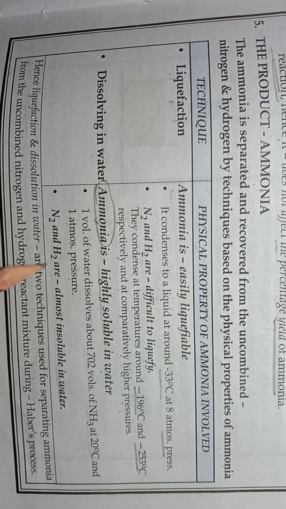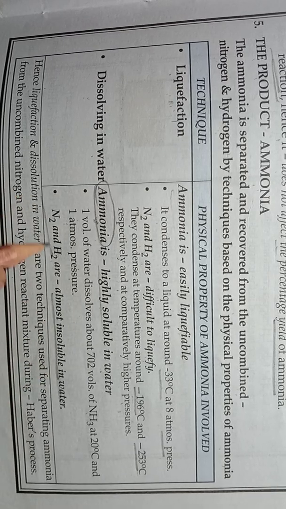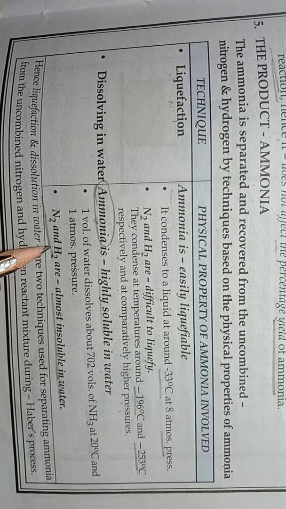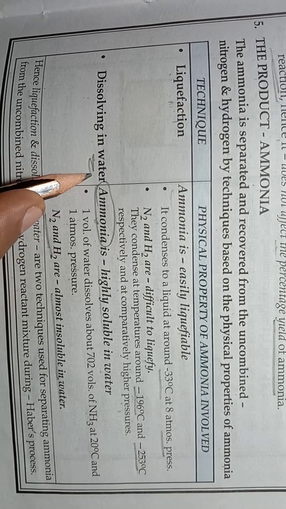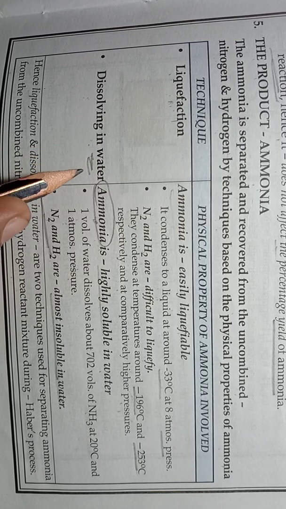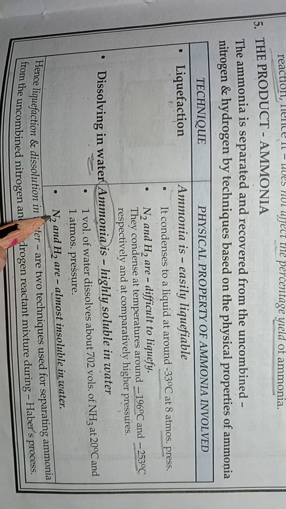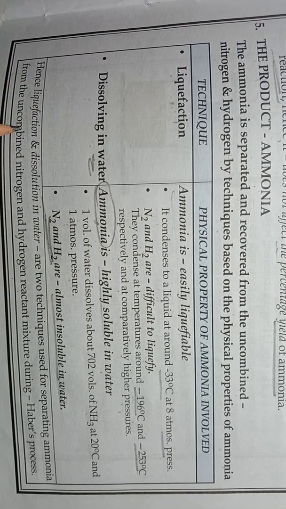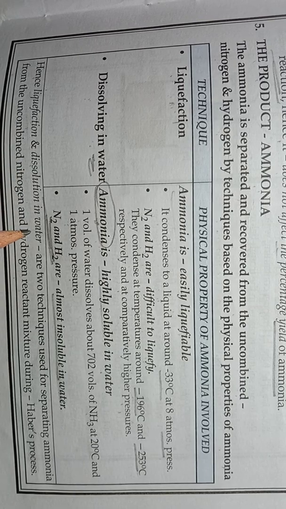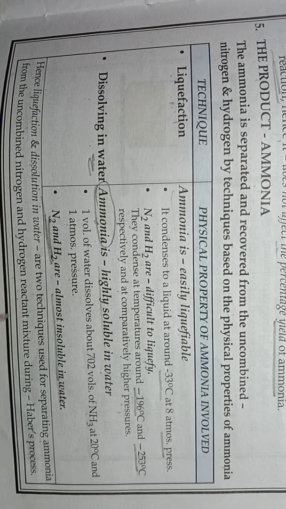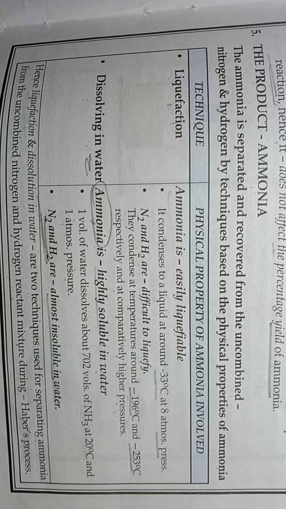N2 and H2 are almost insoluble in water. So this is the difference between the solubility of ammonia and nitrogen and hydrogen in water. On the basis of this property, we can separate out ammonia from hydrogen and nitrogen gases. Hence, liquefaction and dissolution in water are two techniques used for separating ammonia from the uncombined nitrogen and hydrogen reactant mixture during Haber's process.